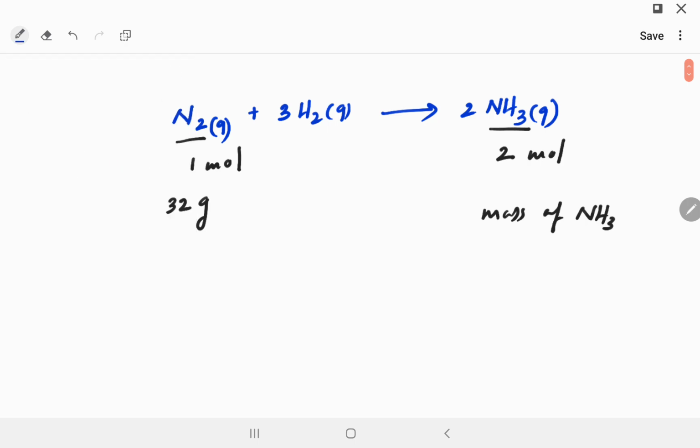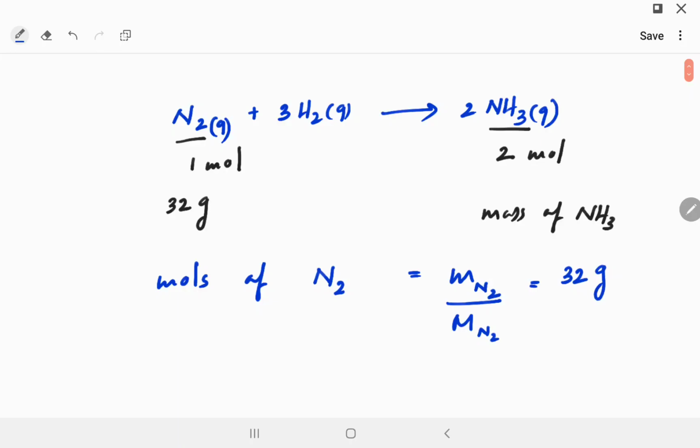All right, so first of all, grams mean nothing in mole calculations. So we want to know the moles of nitrogen. We want to convert grams of nitrogen into moles of nitrogen. How do you do that? You take the mass of nitrogen and divide it by the molar mass of nitrogen. So mass of nitrogen is 32 grams. What is the molar mass of nitrogen, guys?